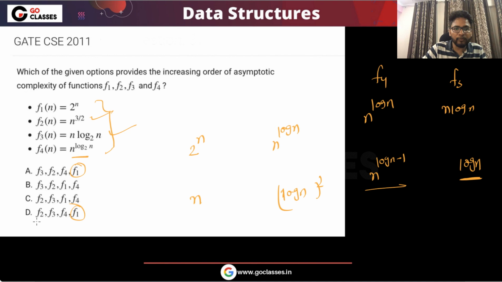So yeah, and between f2 and f3 also I think we need to see between these two. So let's just compare n power 3 by 2 and n log n. You can easily compare. If you cancel out the common term, it will be 3 by 2 minus 1, which is n power 0.5, right? It is 1.5 minus 1, so it is n power 0.5. So obviously n power 0.5 is greater. So you can say f2 is greater than f3, right? So f2 is greater than f3. So I think A is the correct answer. Okay.